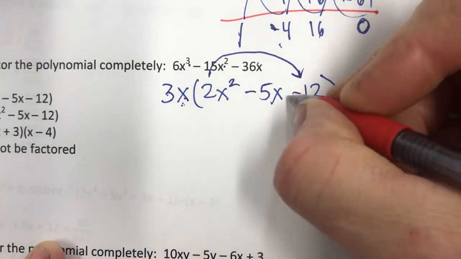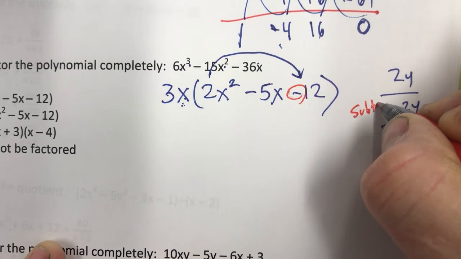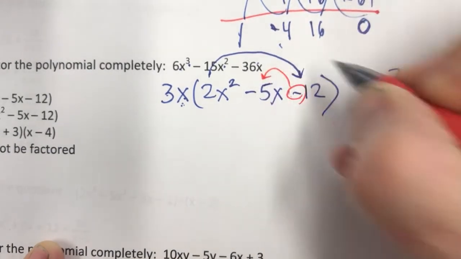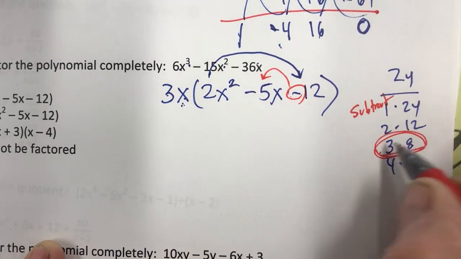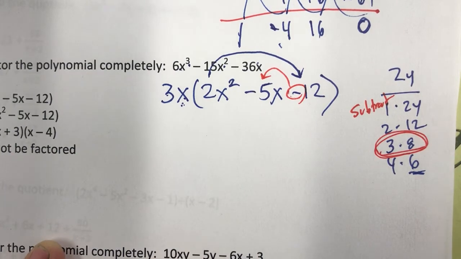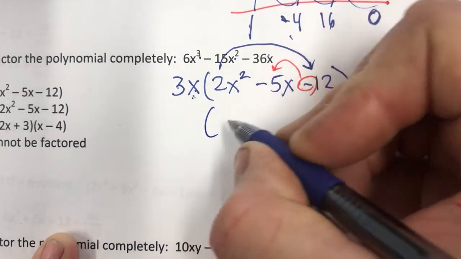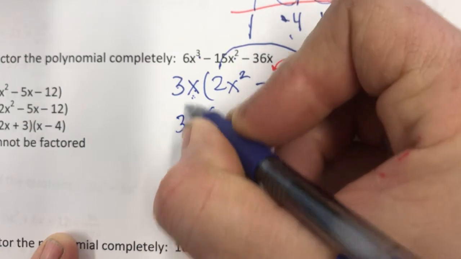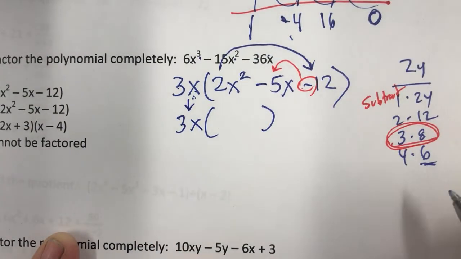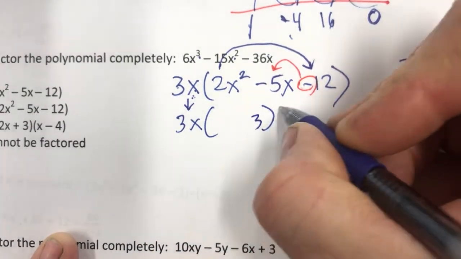Now, since this is a minus, I need to subtract and get 5. Subtract my two numbers and get 5. Right there is my two numbers. So yeah, this does factor. So I've got this 3x in front. Don't want to forget him. I've got a 3 and an 8 here.